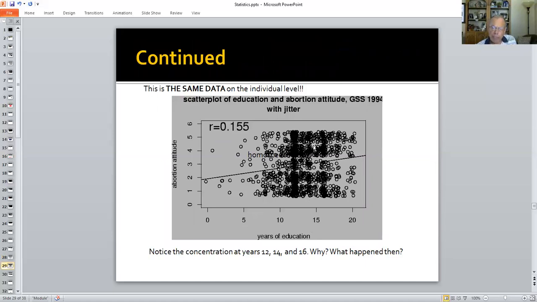Now, I see some heavy marks here. I'm looking here at year 12, I'm looking here at year 14, and I'm looking here at year 16. Now remember, this is years of education. What happened in year 12? They graduated. What happened in year 14? They graduated from community college. What happened in year 16? Not everybody, but in year 16, they graduated from college. Okay? That's why you see these clusters.